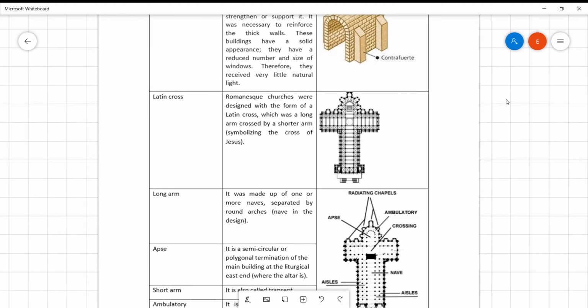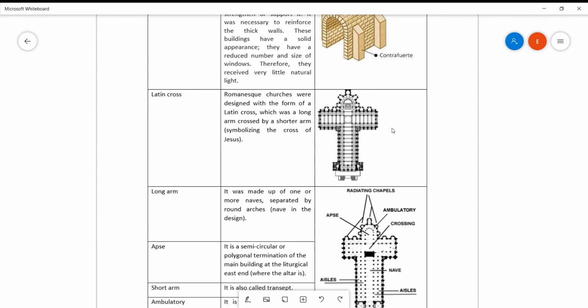Okay. Then about the plan of these Romanesque churches, we have that they were designed with the form of a Latin cross. Okay, what is a Latin cross? It is a long arm cross crossed by a shorter arm, and this is all symbolizing the cross of Jesus. Okay, because you know Jesus died on a cross. Okay, they put him on a cross. And this is the plan that they use to remember that.